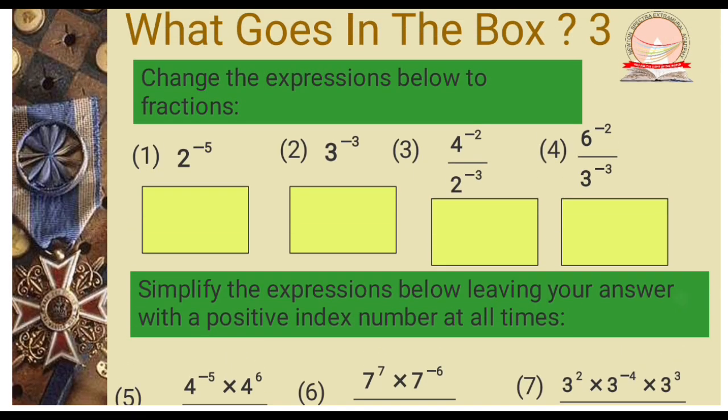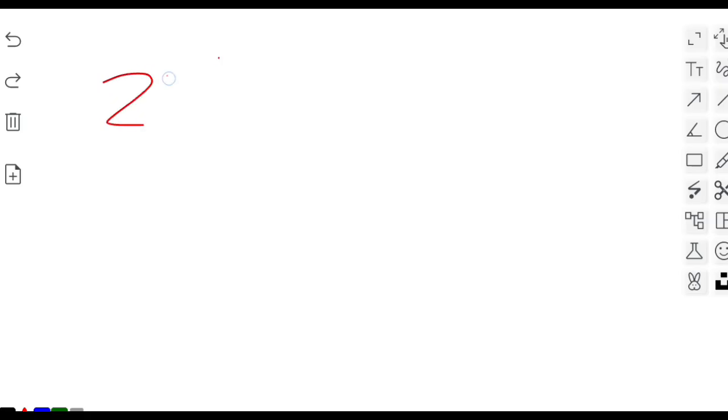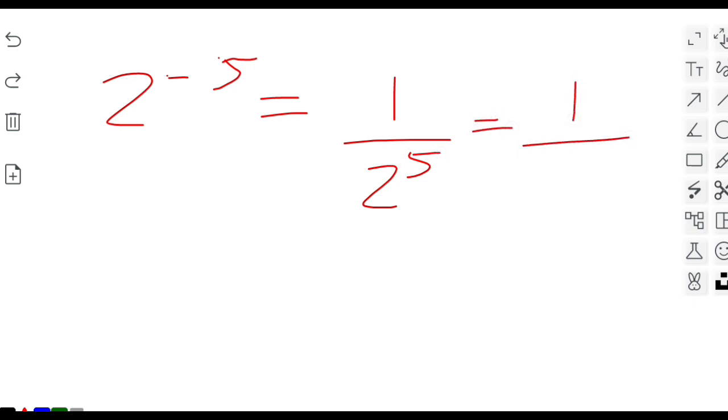Let's take some exercise here. If I have 2 raised to the power of minus 5, 2 raised to the power of minus 5 can be expressed as 1 over 2 raised to the power of what? 2 raised to the power of 5. And if the examiner wants us to leave our answer in expanded form, you're going to be having 1 over 32 as your final answer. 1 over 32 will be your final answer.